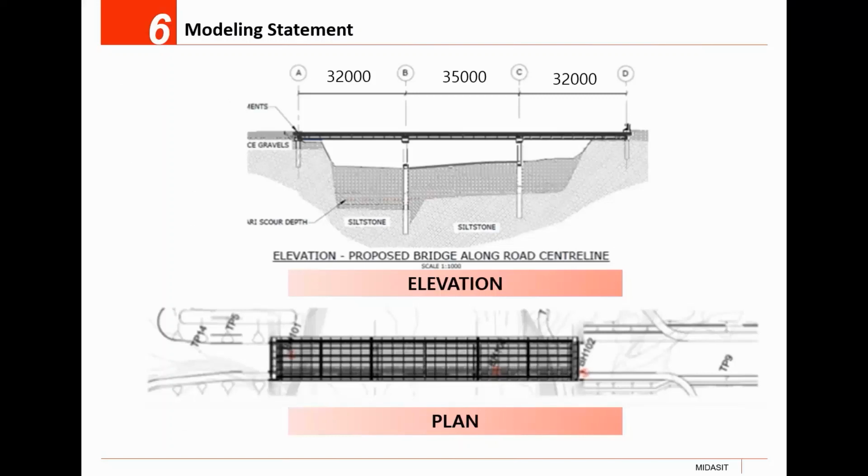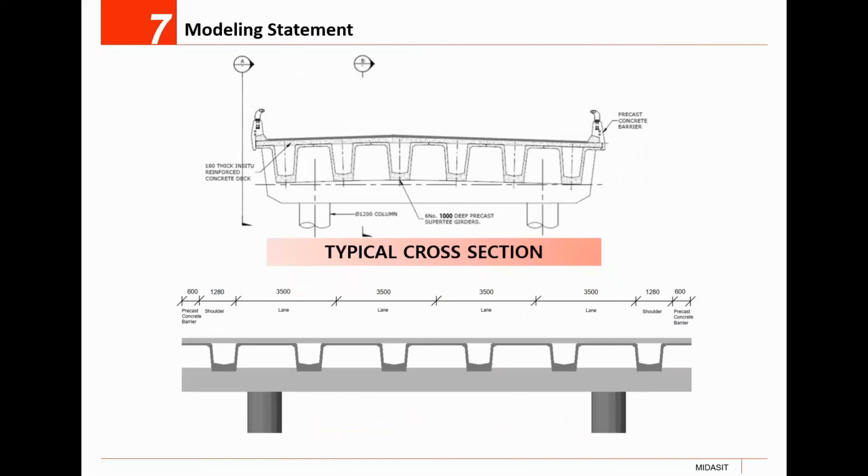So here are the data that is available to us. We have a 3-span bridge with 32, 35, and 32 meter spans. And then we also know the height of the columns. For today, we will only be modeling the 2 interior columns or interior piers. And then for the section, we have 6 Super T girders, and we also have precast concrete barrier.